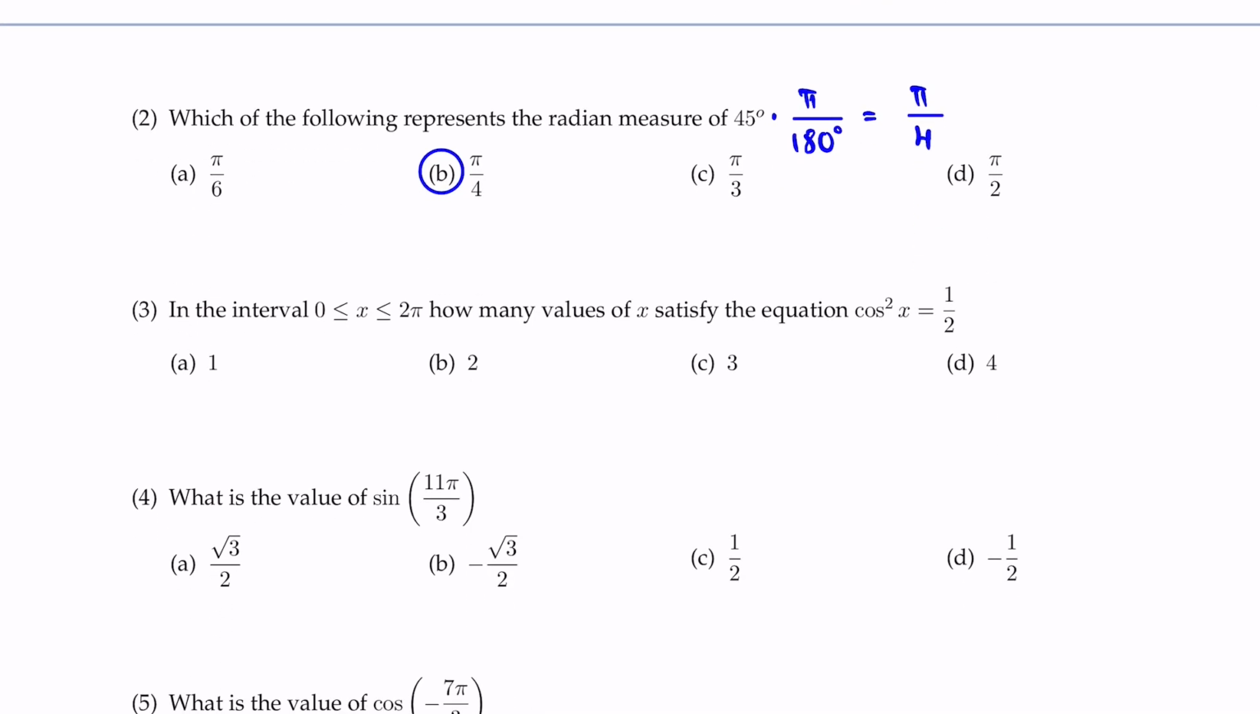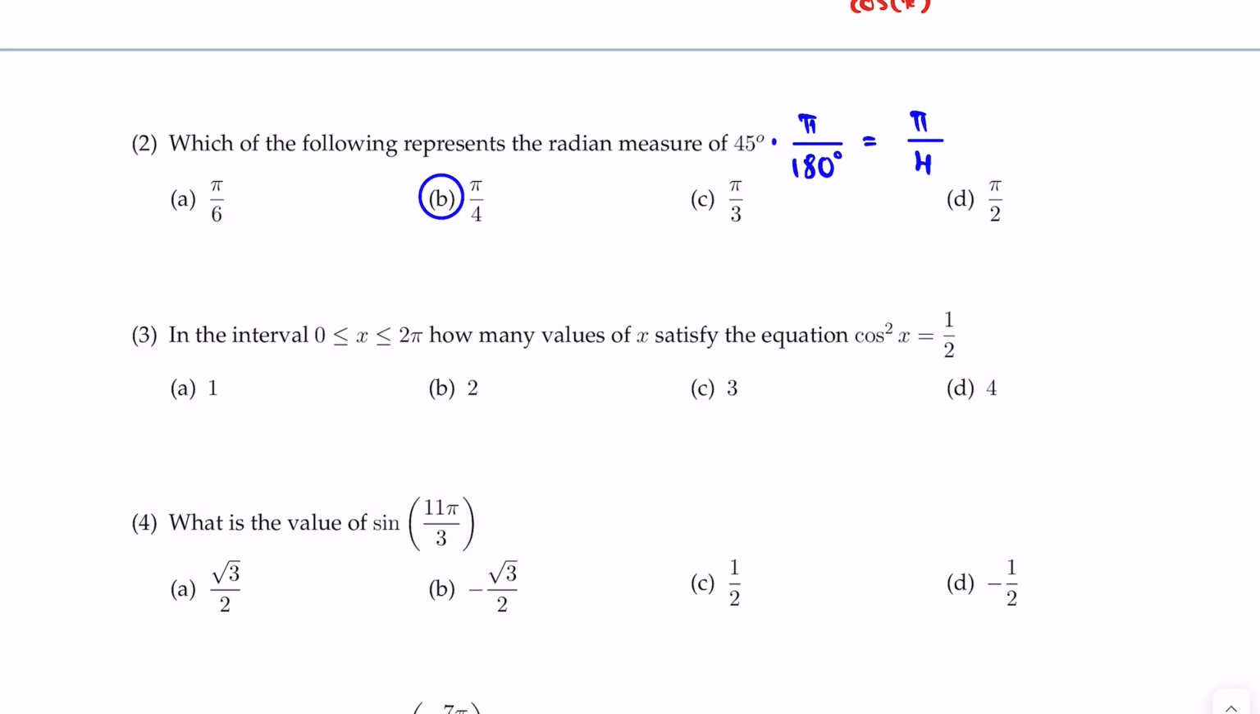All right, so number 3, in the interval between 0 and 2 pi, we want to know how many values of x satisfy the equation cosine squared of x equal to 1/2, and the answer for this is 4. There could be 4 solutions, or 4 values of x that satisfy the equation cosine squared of x equal to 1/2.